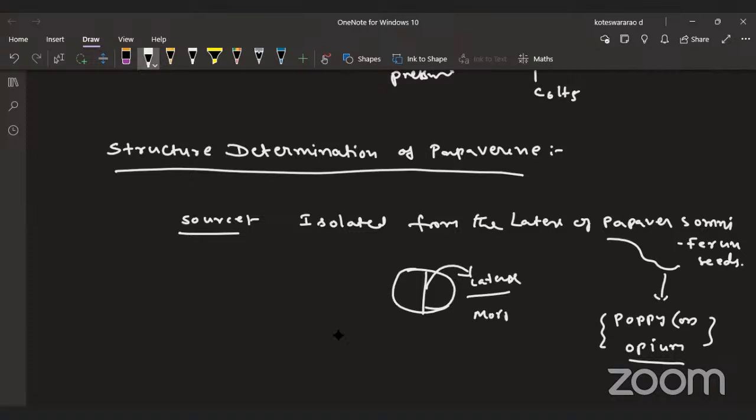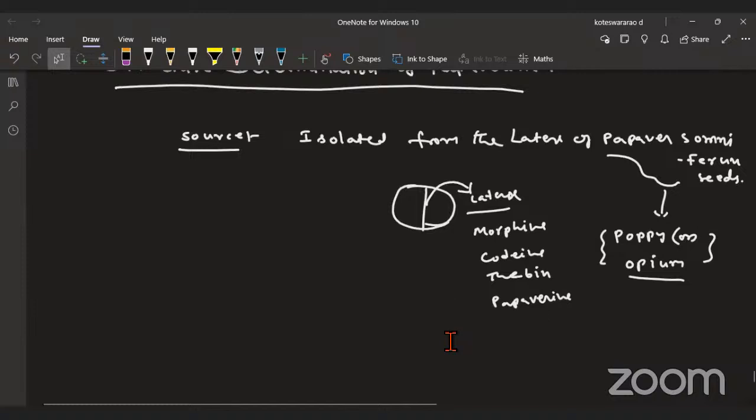That is, it contains morphine, codeine, thebaine, and papaverine, which is what we are going to discuss now. Four kinds of alkaloids are present. It is a highly intense narcotic drug because it has four kinds of products. All four are highly biologically active. They act as relaxing agents. That's why sometimes it is used for pain management.